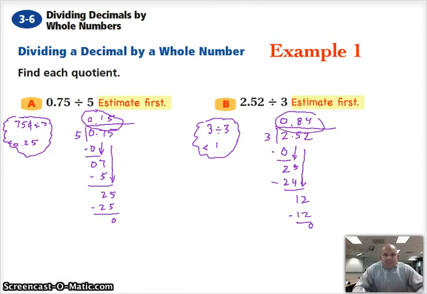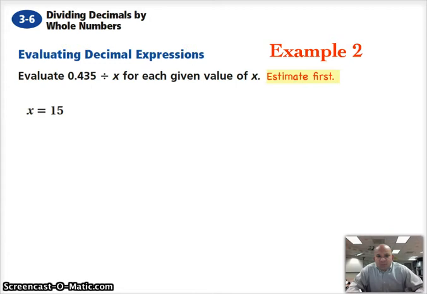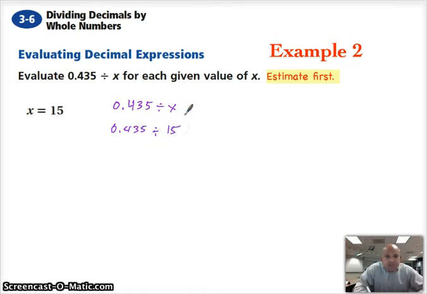Let's go to the next example. In this case, we're using a little bit of algebra. It says evaluate 435 thousandths divided by x for each given value of x, and estimate first. The only substitution in this example is to substitute x with 15. So I'm going to rewrite 435 thousandths divided by x as 435 thousandths divided by 15, the whole number 15.